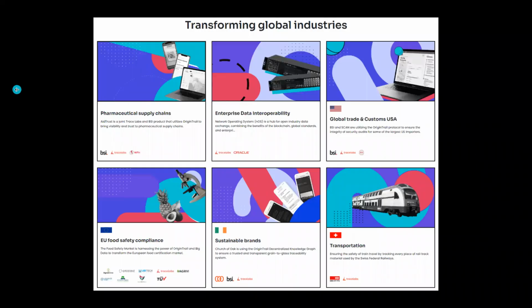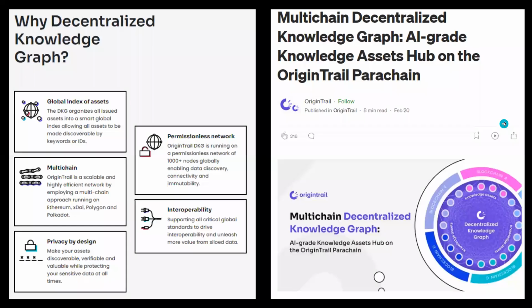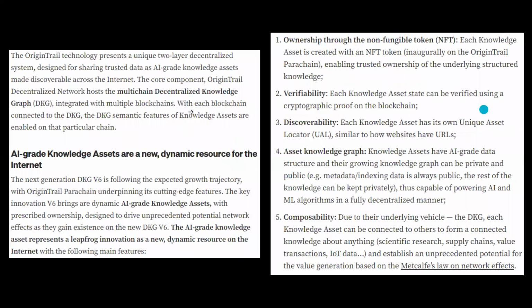We'll also take a look briefly into some of the aspects and tech behind Origin Trail and maybe why this is something that you guys should be interested in. We'll go into a few different details about it, also some of its AI grade knowledge assets.